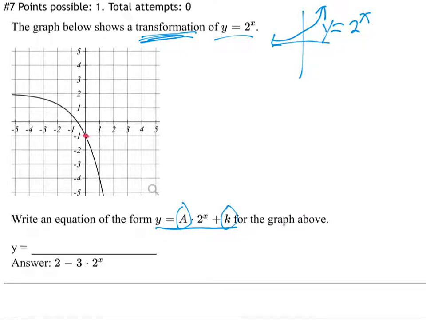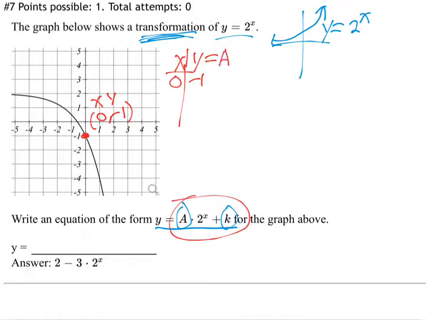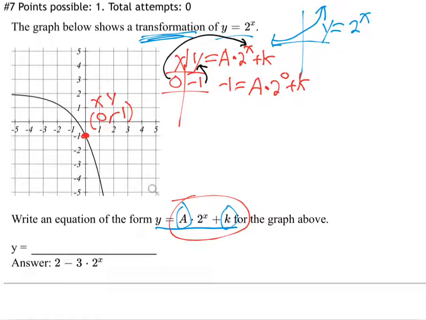How do we figure that out? Well, I would basically just plug in this point. It's all about plugging in points. I'm going to make an xy table. Make x 0. This is the point, what? Over 0, down 1. X is 0, y is negative 1. So that means y equals, what's the y formula? Well, it's a times 2 to the x plus k. And I'm going to plug in 0 for x, and y is negative 1. So y equals a times 2 to the 0 plus k, and it equals negative 1. Does that make sense? So I plugged in negative 1 for y and 0 for x, right? So there's my little equation.